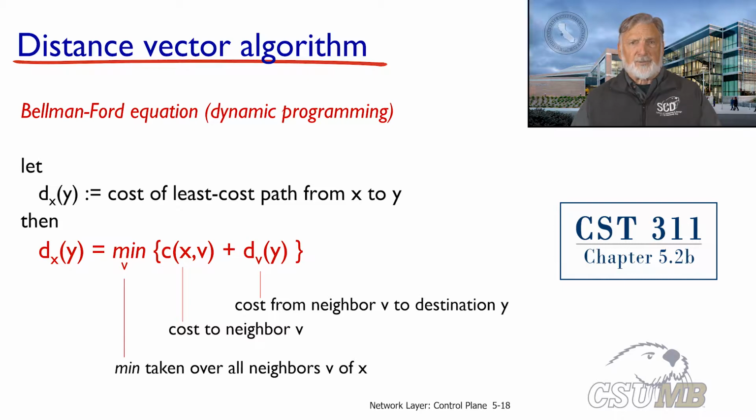The algorithm is based upon the Bellman-Ford equation, which states that the shortest path, or lowest cost, is the minimum of the cost of a path from a source to a neighboring node, plus the cost from the neighbor to the destination, taken over all the neighbors of the source. Formally, we say that the least cost of the path from x to y is d_x(y). This value is the minimum of c(x,v) plus d_v(y), taken over all the neighbors of x.